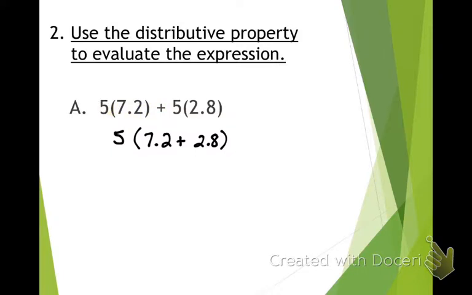Now, what do we do with our parentheses? We add them up. What is 7.2 plus 2.8? 9, 10. What is it, 9 or 10? It's 10, okay? And then bring down your times 5, so what's our answer? 50. It is 50. Okay, if you go back and look at your instructions, it said to evaluate it. You have one answer, therefore you have solved it or you have evaluated.